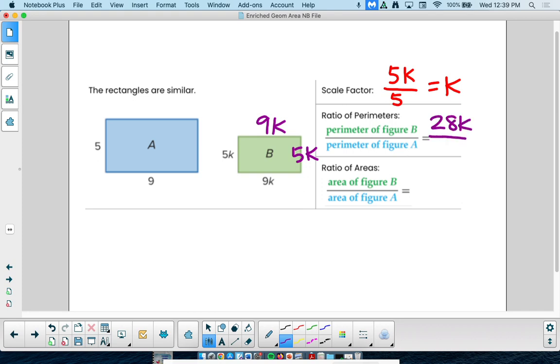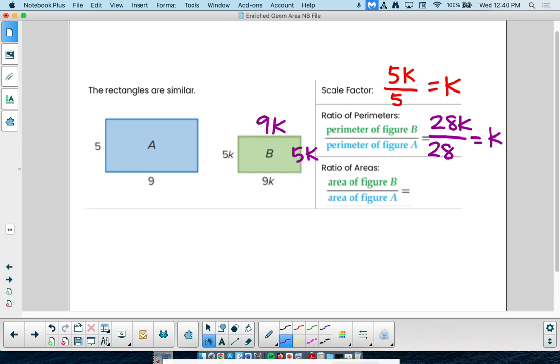What about figure A? 28. It is 28. And if we reduce that, what do we end up with? K. So if we notice our scale factor is the same as the ratio of our perimeters, that's fun.